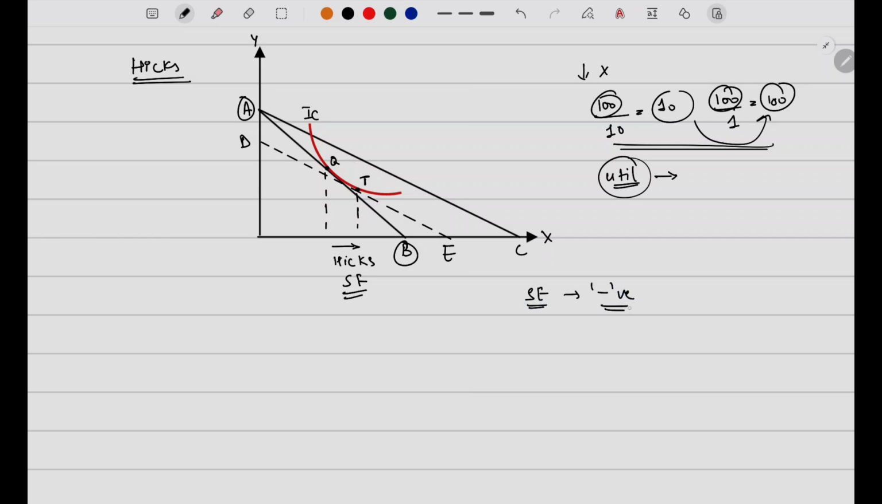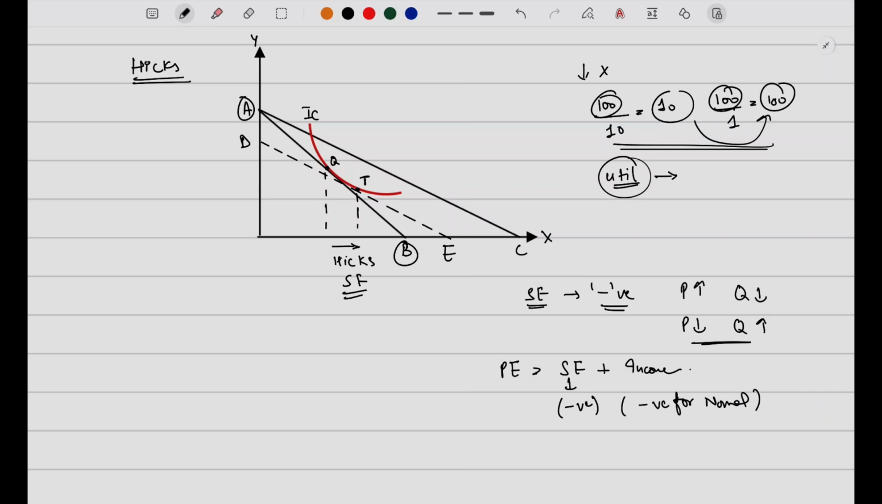Now two key points should be highlighted here. Substitution effect is always negative. Why is it negative? Because if price increases, our quantity will decrease. Now we see that the price of X has decreased, so the quantity of X has increased. That is what it means, that it is always negative for normal goods. Also, our price effect is equal to substitution effect plus income effect. Here our substitution effect is always negative, but our income effect is negative only for normal goods. Substitution effect is negative for normal goods, inferior goods, or Giffen goods. For all goods, substitution effect will always be negative.